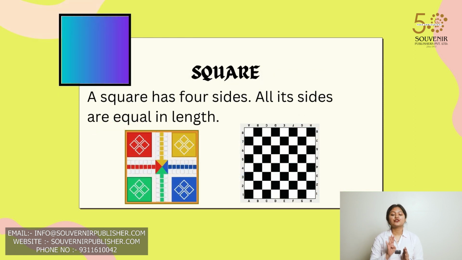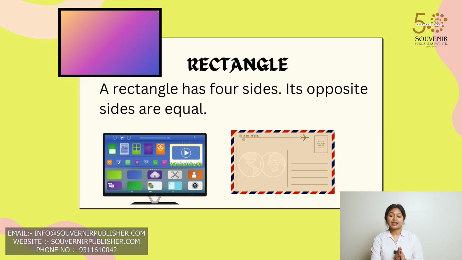Square. Square has four sides. All its sides are equal in length. Rectangle. A rectangle has four sides. Its opposite sides are equal.